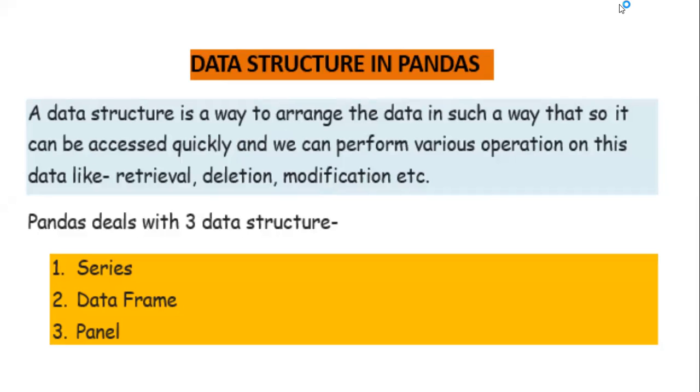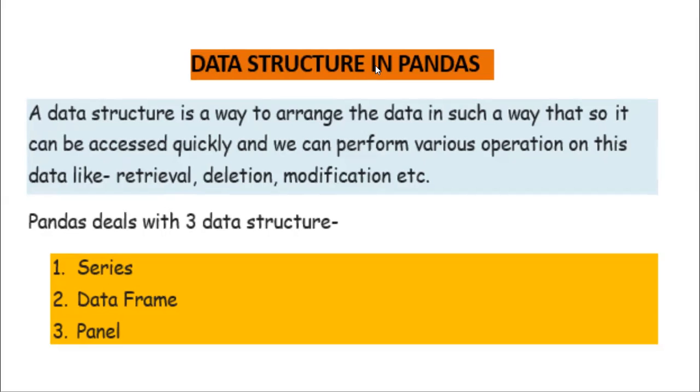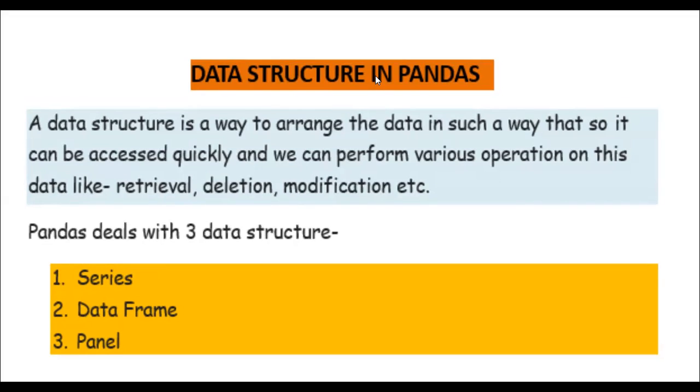So in Pandas, we have three different data structures: one is the series, the other one is the data frame, then the panel. But according to the CBSE syllabus, we are going to study only series and data frame. We are not going to study the panel. So series is a one-dimensional data structure and data frame is a two-dimensional data structure. Panel is a three-dimensional data structure. That is the main difference.